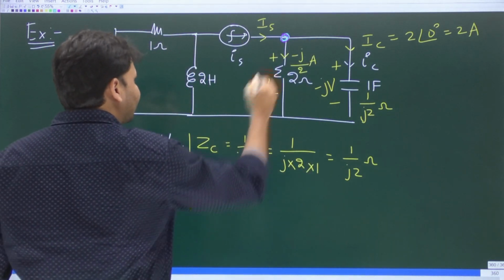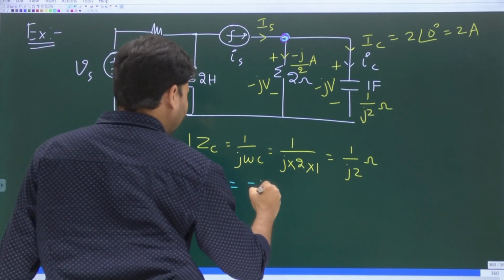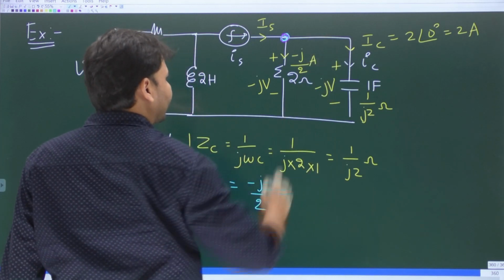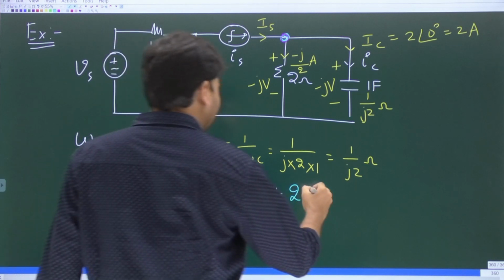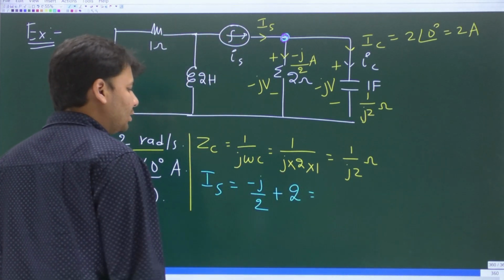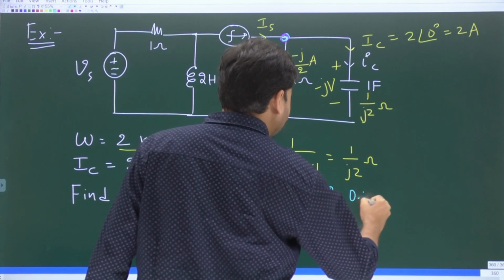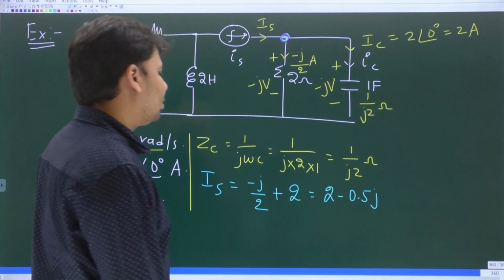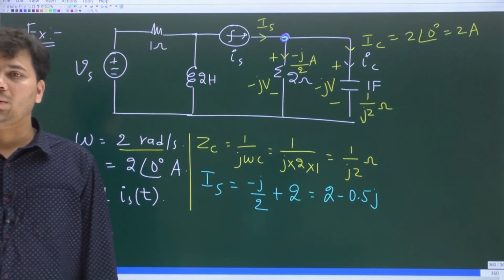So if you write KCL at this point, won't you get Is is equal to what? Minus j by 2 plus the phasor current through the capacitor, which is given as 2. So minus j by 2 is what? Minus 0.5 j. So is it not same as 2 minus 0.5 j? That is what? Is. What is this 2 minus 0.5 j in the polar form?